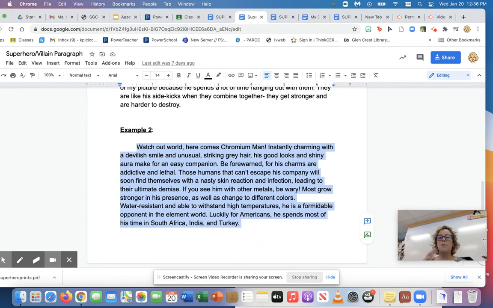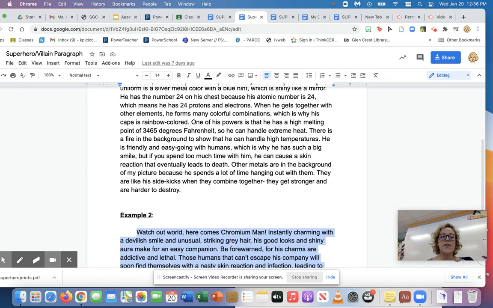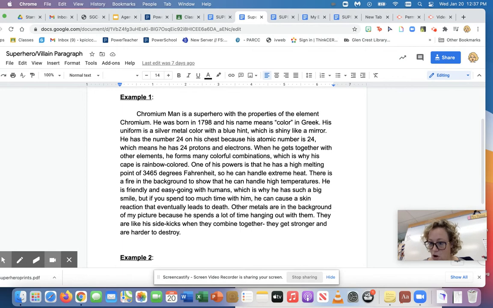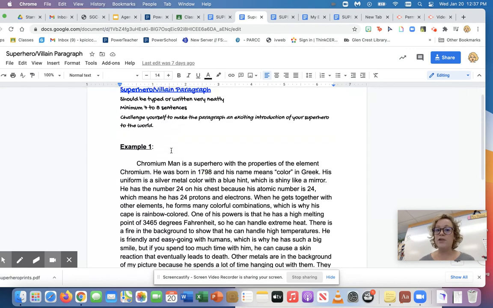So see how I included basically the same information. I just made a spicier paragraph, okay? So you don't have to do this. But if you like creative writing and you want to spice it up a little bit, you could kind of make it sound like you're trying to sell your character. Like you're making it sound like a comic book, okay? This example is totally fine, though, where you basically, in a paragraph, just explain what your superhero is and who he or she is, and then also what's drawn in your picture, okay? But that's what you're going to put into your paragraph.